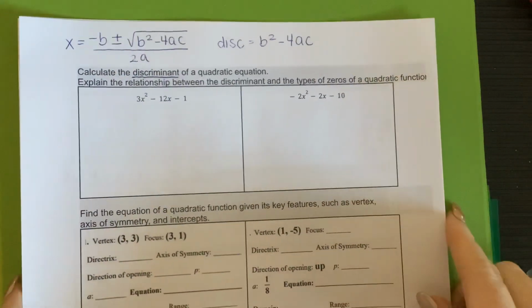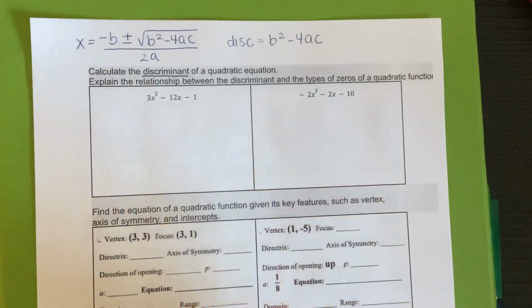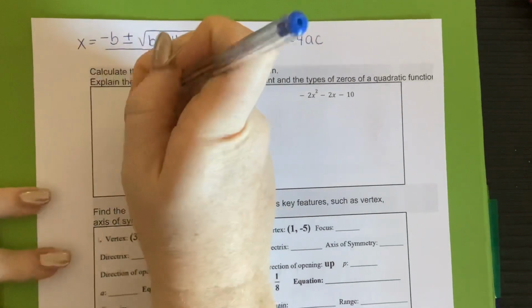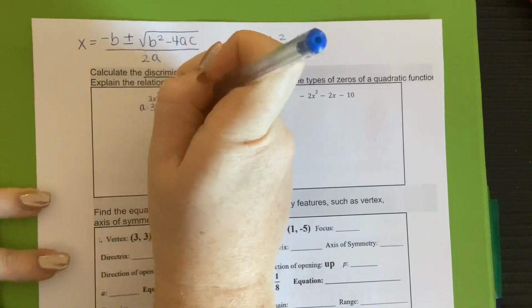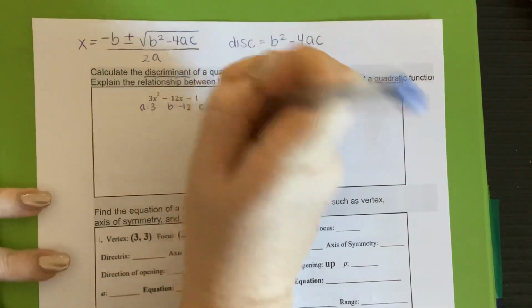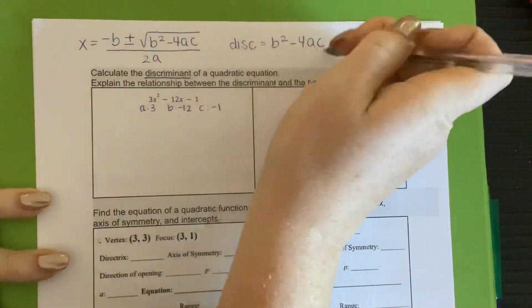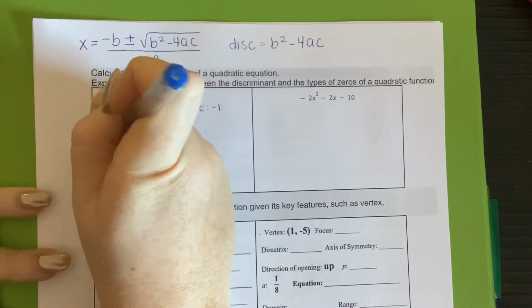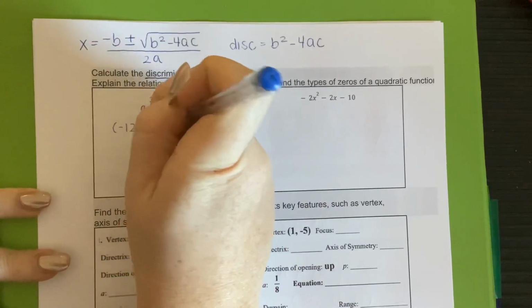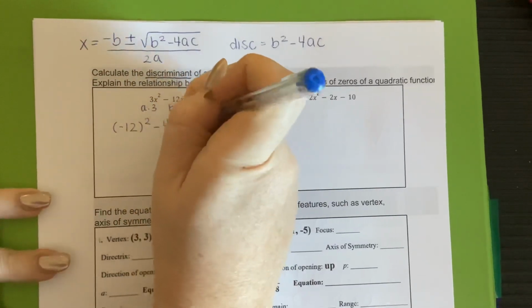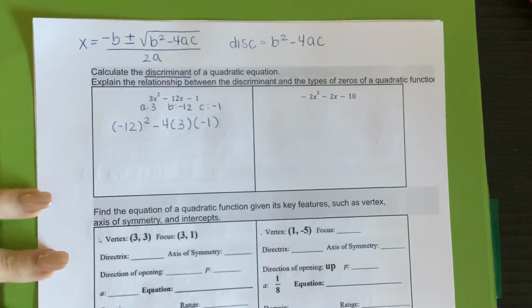Okay, so it asks you to calculate the discriminant and then explain the relationship between that and the types of zeros you're going to have. So if we were to calculate, our a value on this is 3, our b value is negative 12, and our c value is negative 1. So if we plugged in here, we would have negative 12 squared minus 4 times 3 times negative 1.